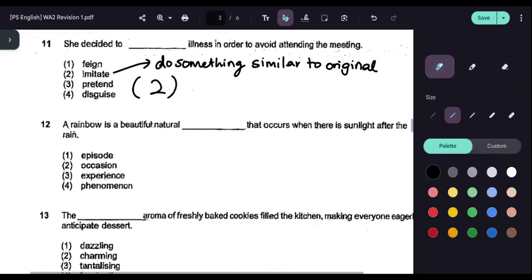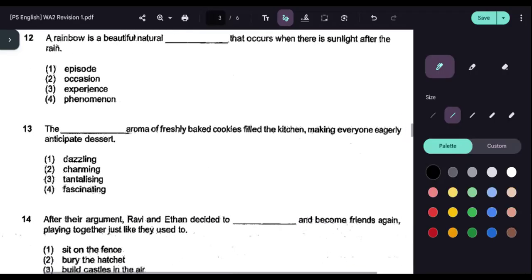Right? Disguise means, okay, when I say I disguise as a train conductor, it means I look like a train conductor but I'm actually a normal person. Okay, let's go on to the next one.